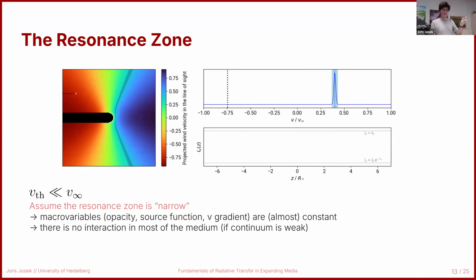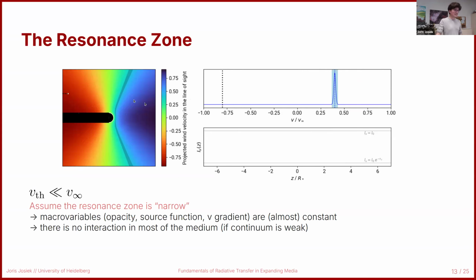And then as it moves through the medium, at some point it will reach this resonance zone. So it will basically synchronize with the motion of the medium, where the medium is moving at exactly the right speed that the spectral line is also blue shifted into the frequency of the photon. And this is where the photon can interact with the medium.